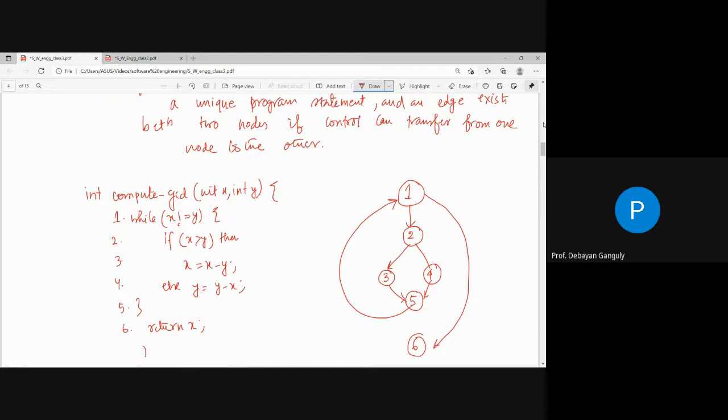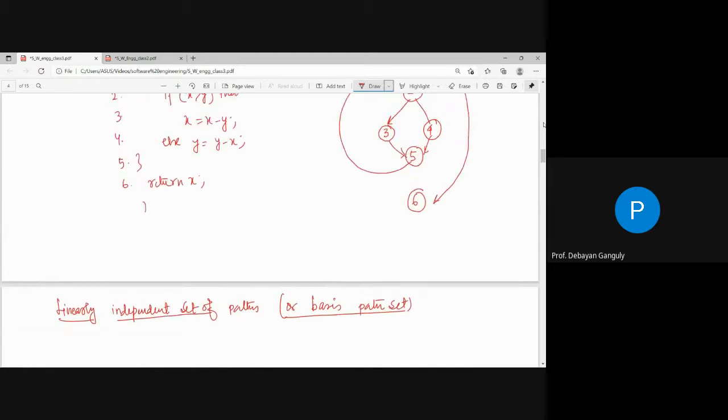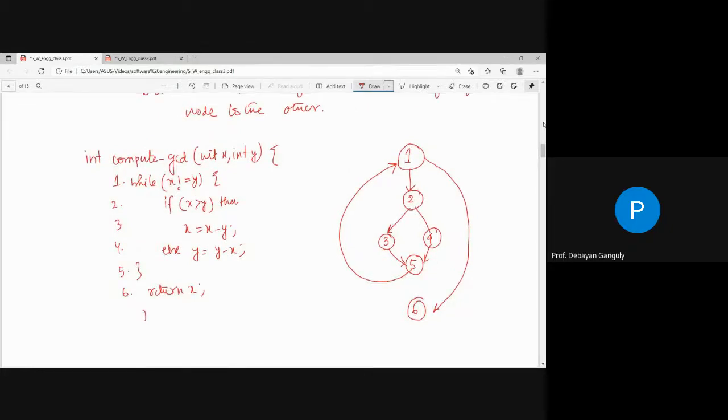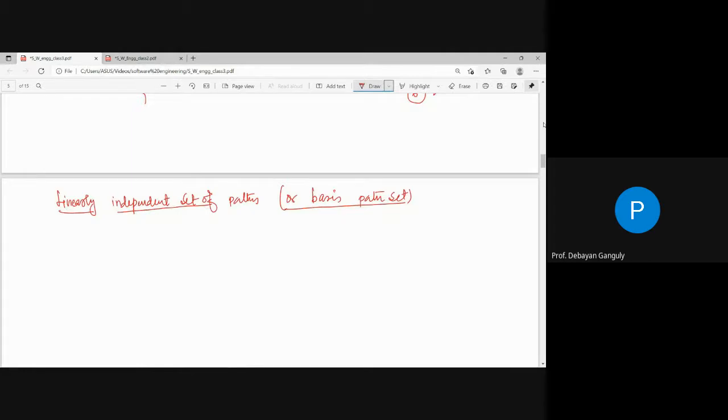Now the thing is that we have to know something called a linearly independent set of paths, which is also named a basis path set. When we say a particular path, I think there should be a path like 1, 2, 3, 5. That should be a path, or 1, 2, 4, 5. That is also another path.